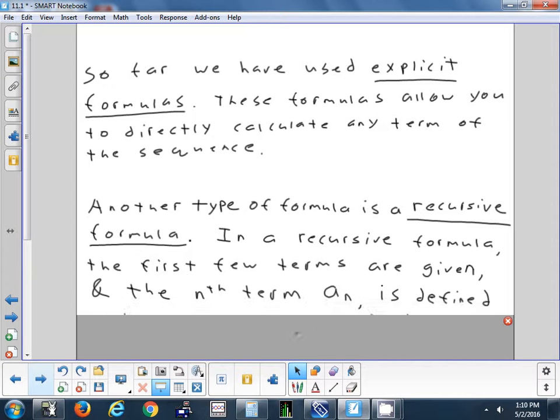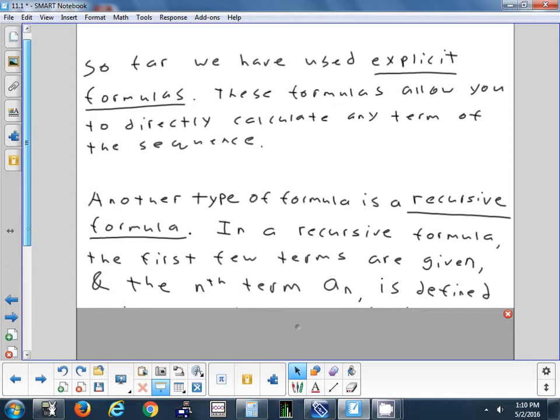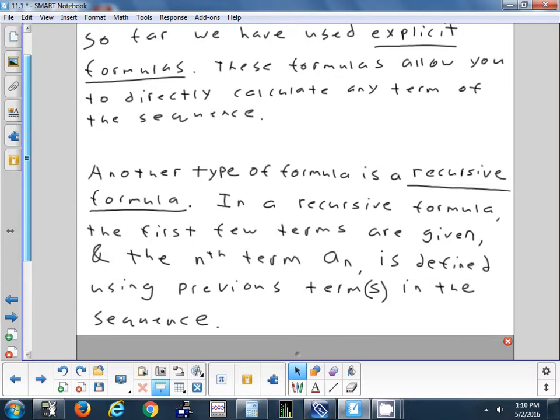So in a recursive formula, what they generally do is they'll give you the first term, or sometimes even the first couple terms in a sequence. And then the rule is going to be based on adding or maybe multiplying the term before the one you want to get the next term. Okay, and there's a famous sequence we'll talk about in a minute where you need to know the first two terms in the sequence, and you add them together to get the next term.